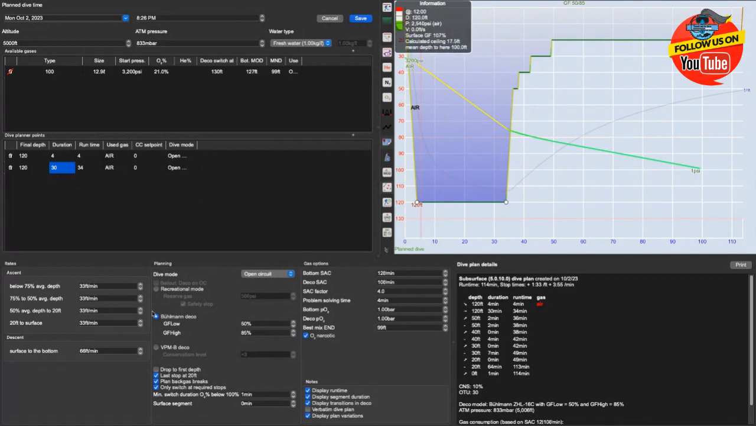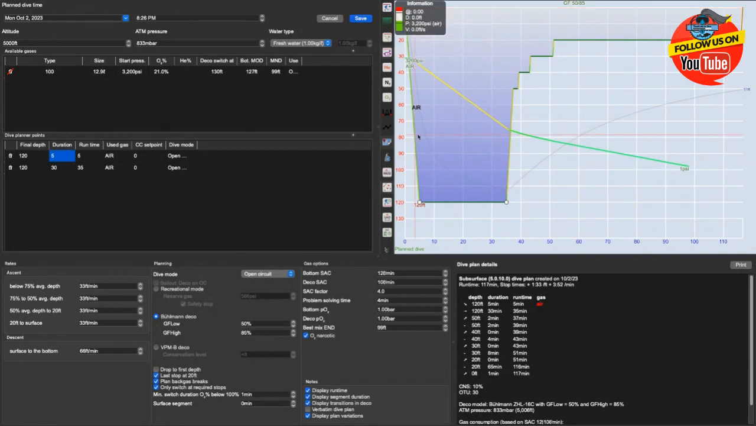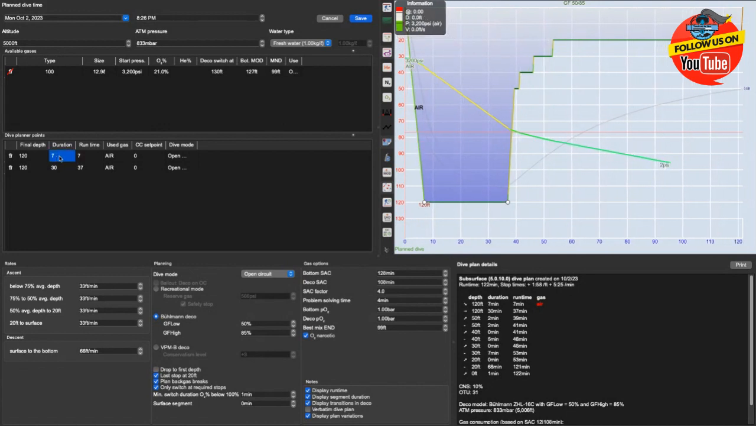So now as we look at this overall, we can say, okay, we descended to 120 feet. We're going to say 5 minutes because that's more apropos. If we're at Ryrie, it's going to be more like 7 minutes to get to 120 feet. So what it's saying is it's going to take us 4 minutes to get to 120 feet. We're going to be at 120 feet for 30 minutes, and then we're going to start our ascent profile.